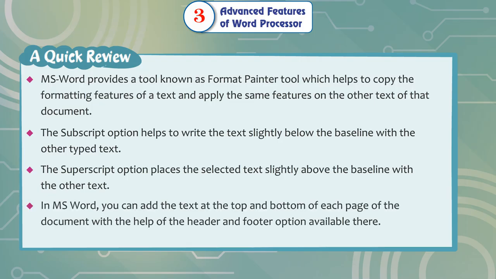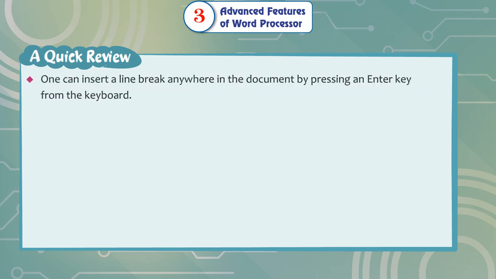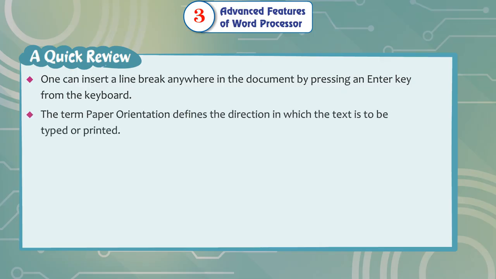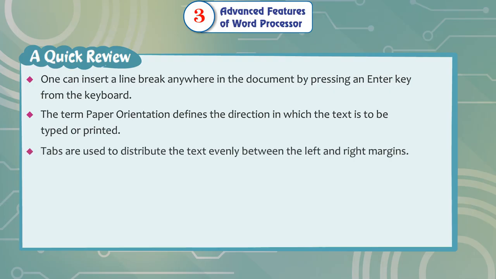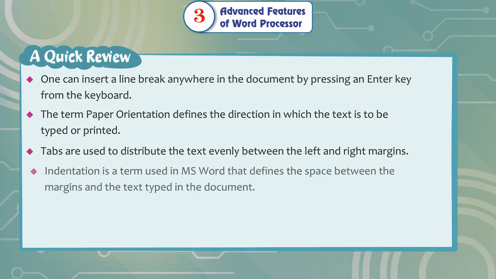In MS Word, you can add text at the top and bottom of each page of the document with the help of the header and footer option available there. One can insert a line break anywhere in the document by pressing the Enter key from the keyboard. The term paper orientation defines the direction in which the text is to be typed or printed. Tabs are used to distribute the text evenly between the left and right margins.